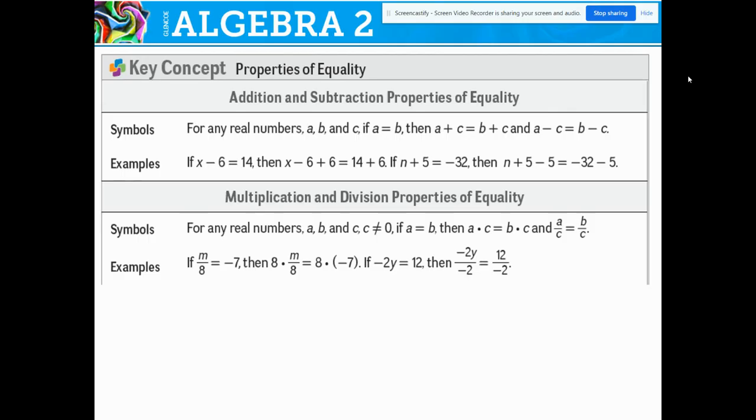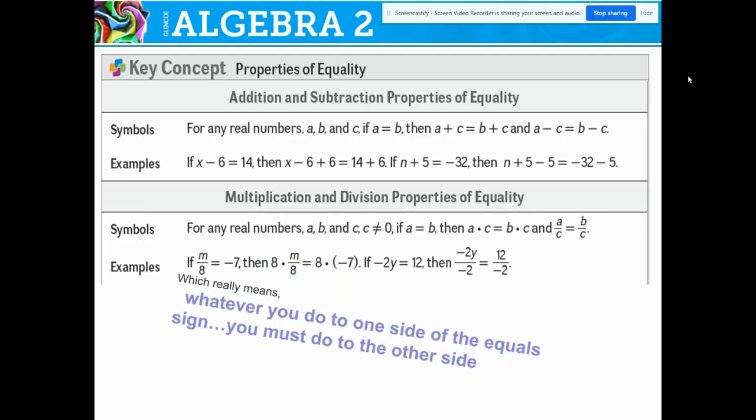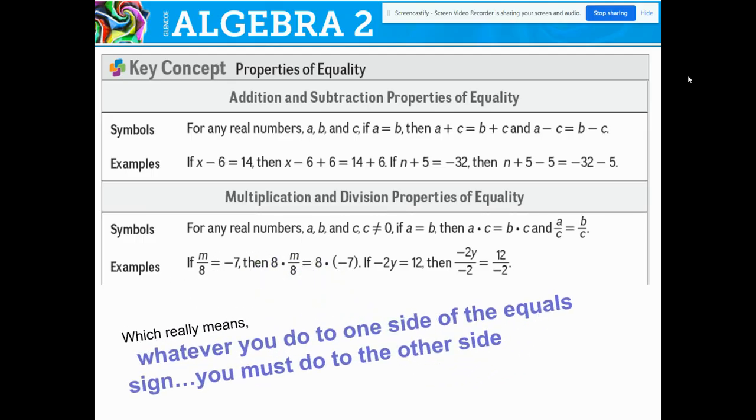Addition and subtraction properties of equalities, and there's some symbols. Just remember when you are solving an equation, whatever you do to one side of the equal sign, you must do to the other side, whether it's addition, subtraction, multiplication, or division.